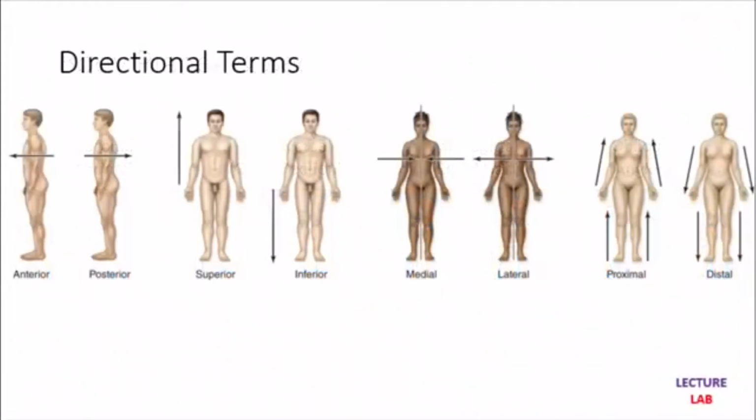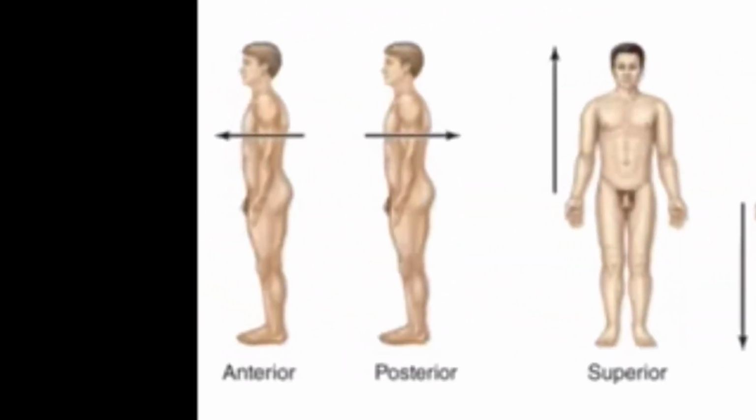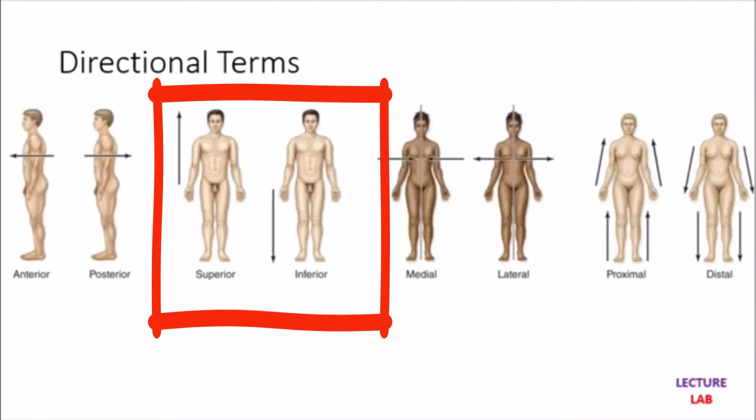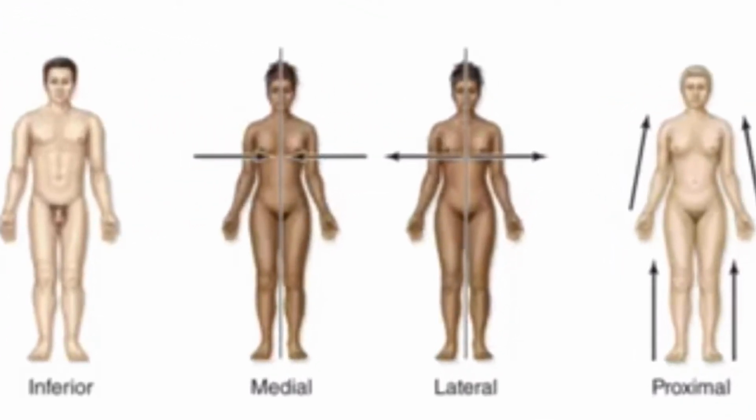You might have just heard me use some of those directional terms. Anterior is towards the front of the body, posterior is towards the back. Superior is the upper portion, inferior is the lower portion. Medial is whatever is closest to the midline of the body. So you see that midline drawn there, kind of that mid-sagittal plane that we were just looking at. If you're closer to that midline, you refer to that as medial.